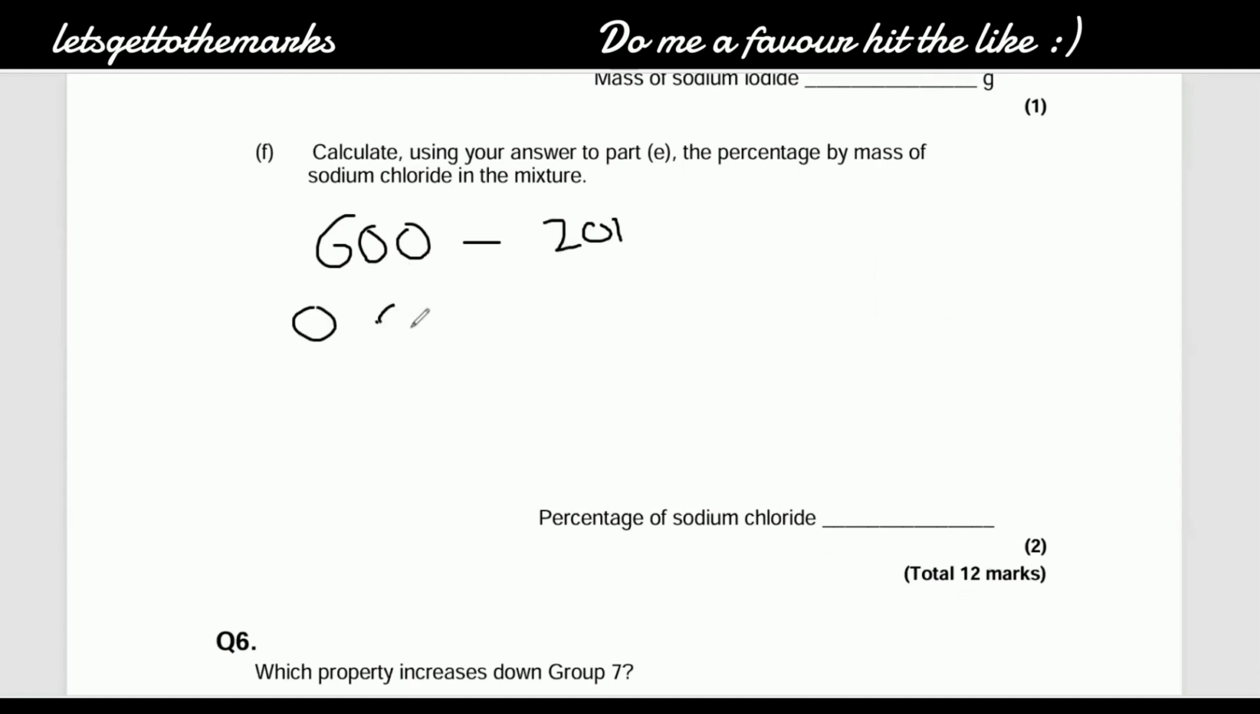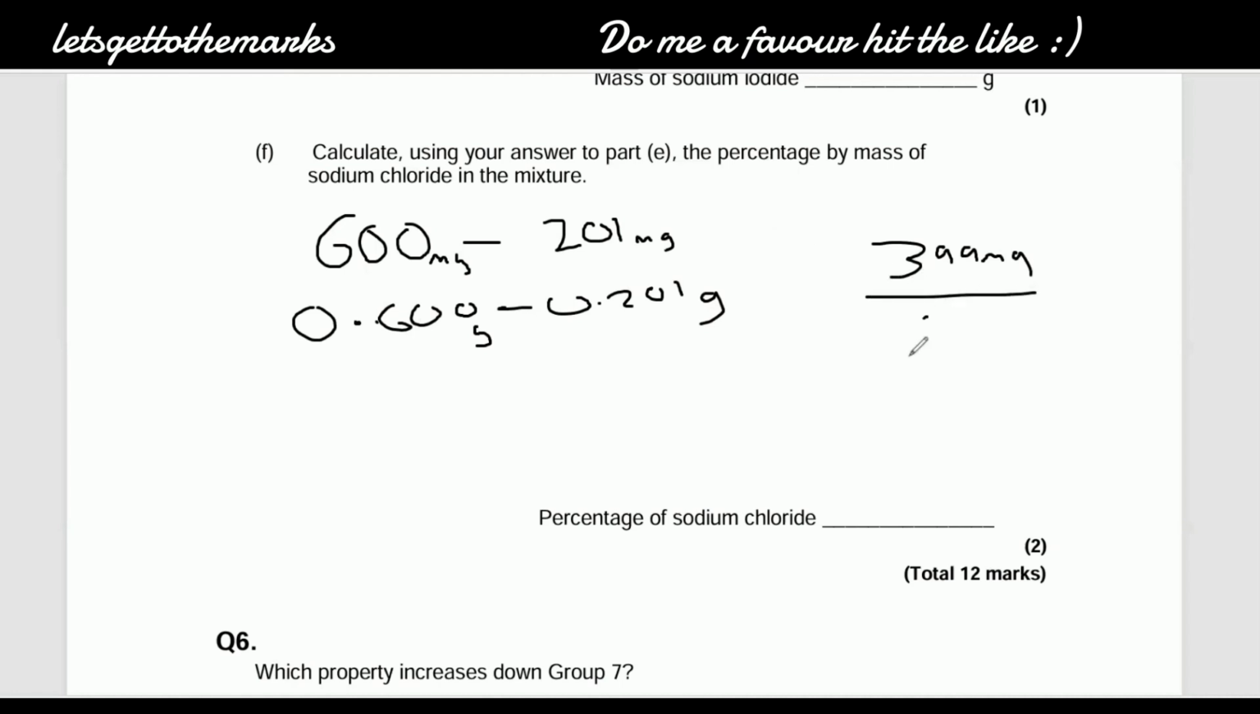Or if you prefer, you could do this. It does not really matter which one you prefer. So that is grams if you're a grams person. If you're an mg person, then you can use mg. And that's going to give us 399 milligrams. So the percentage of sodium chloride in the mixture is 399 over 600 times 100.